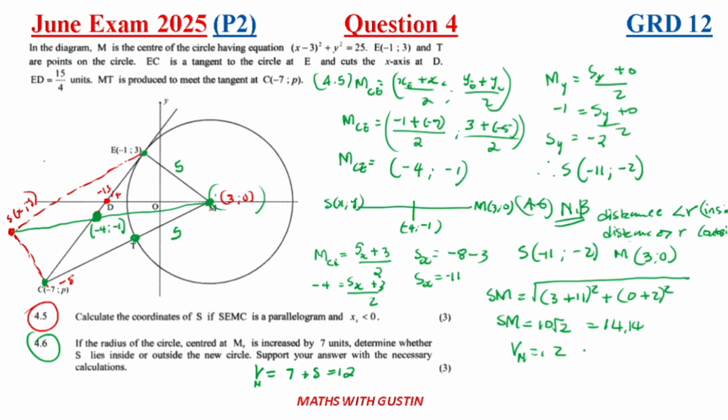So therefore the distance that we have here, 14, is greater than r. If the distance is greater than r, it means what? S, the point in question, lies outside the new circle, right? It lies outside the new circle.